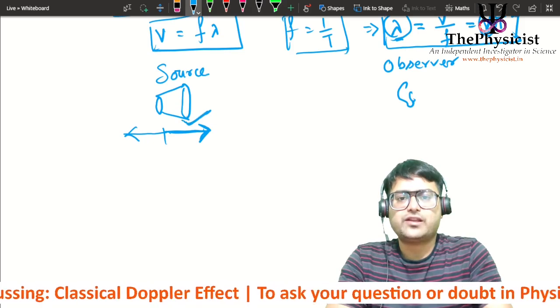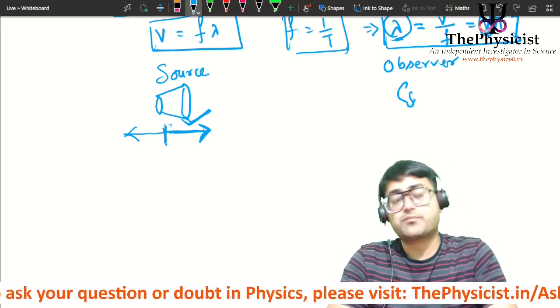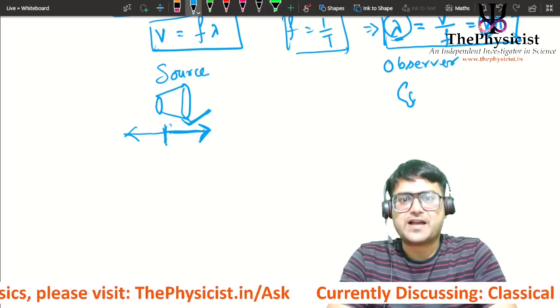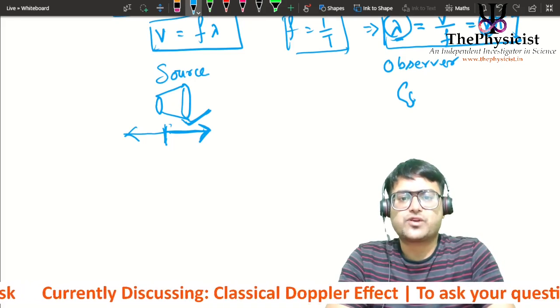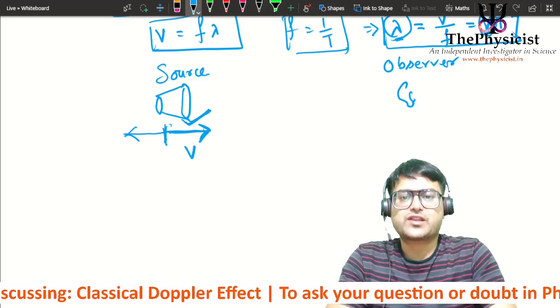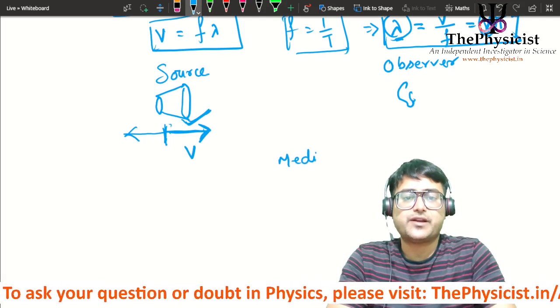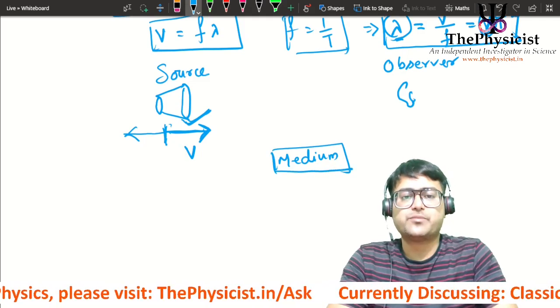But we will take the derivation only for the case where the source is moving towards the observer or the observer is moving towards the source. And if the opposite case happens, all you have to do is change the sign of the speed. So the source is moving towards the observer with respect to the medium. All of it is happening inside a medium, right? So everything has to be measured with respect to the medium.